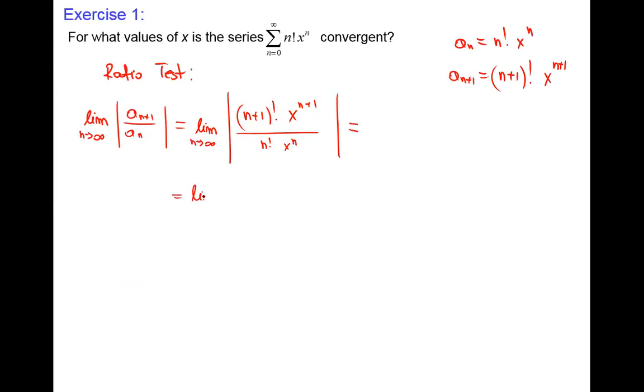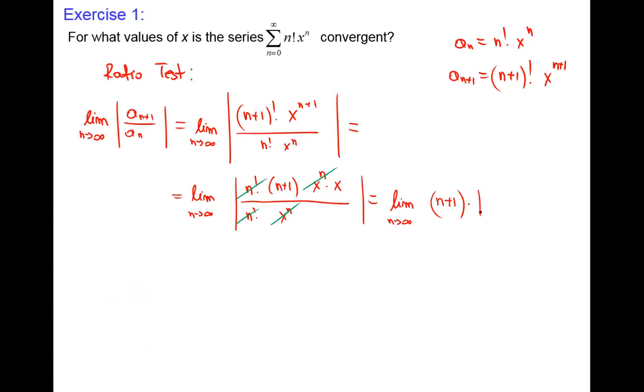Okay, let's keep working. (n+1)! I can rewrite as n! times (n+1) times x to the power of n times x to the power of 1, over n! times x to the power of n. Let's simplify the factorials and the power function, and what we have is the limit as n goes to infinity of the absolute value of (n+1) times x.